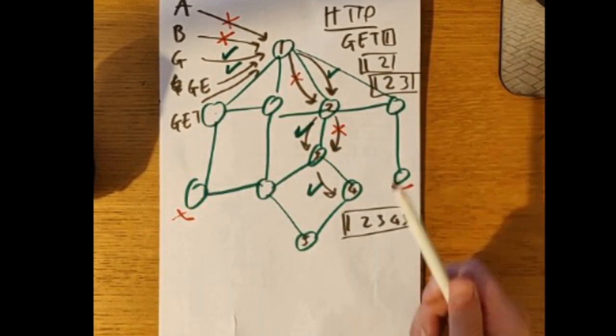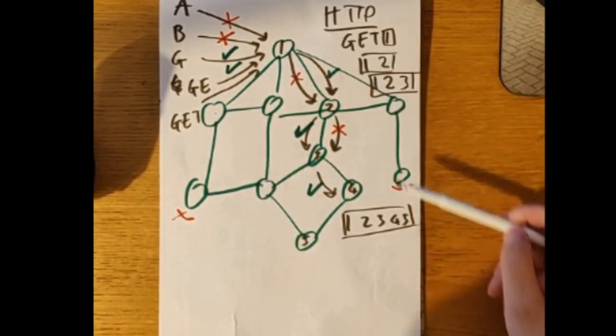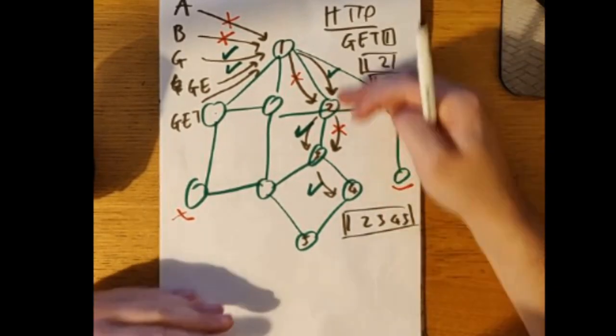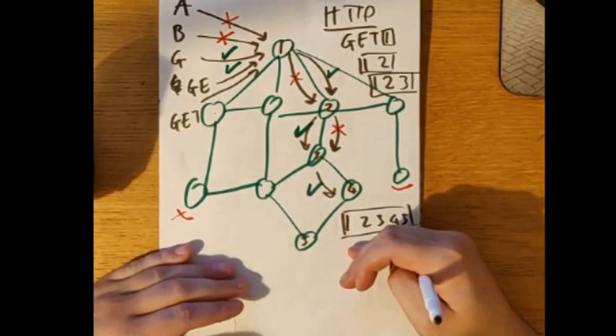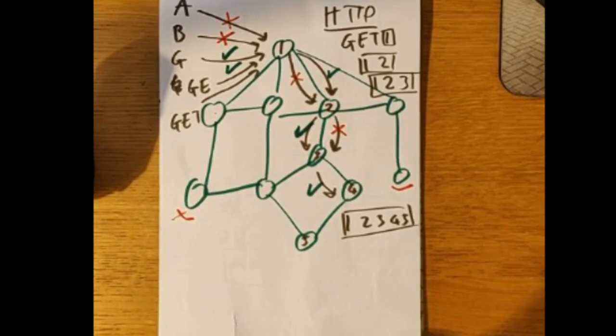1, 2, 3, 4, 5, 6, 7, 8, 9. That's a different path. They could all be different distances. So it depends, when you run it, how many of these blocks you went through before you exited. That's a path.